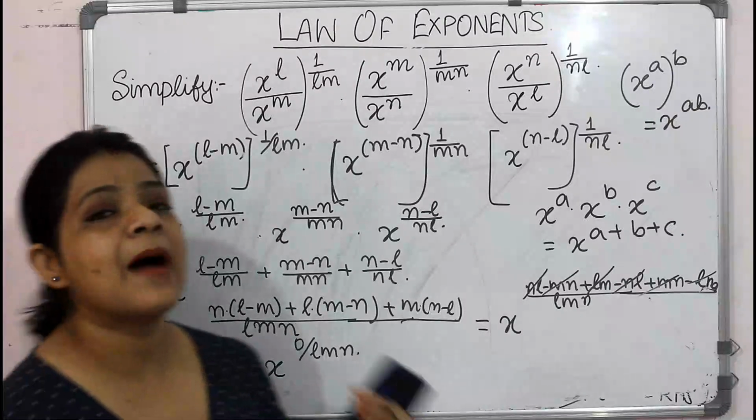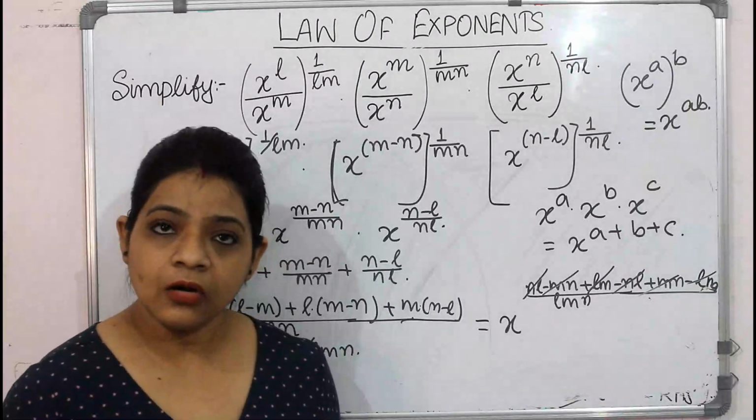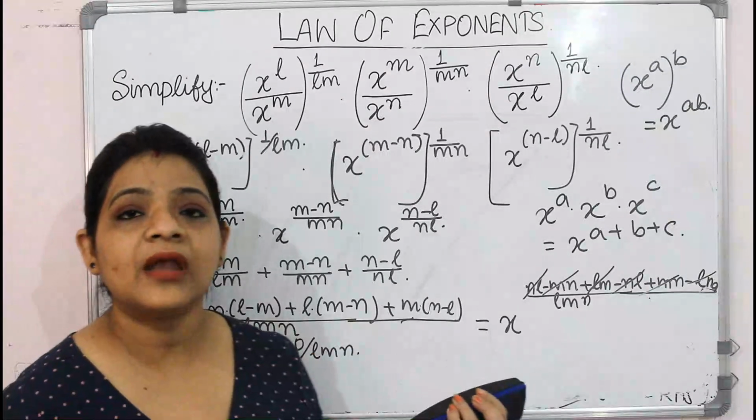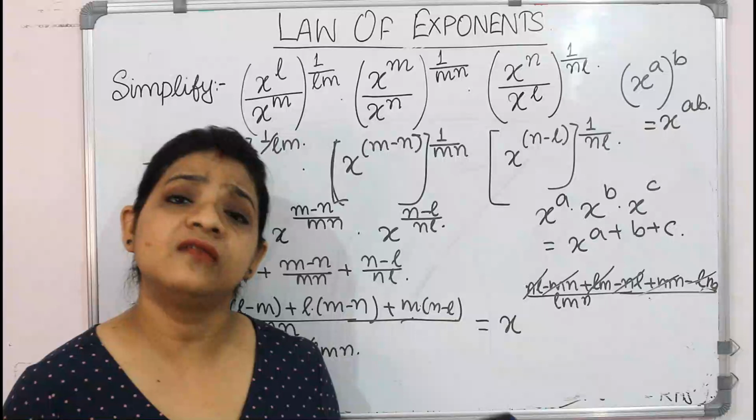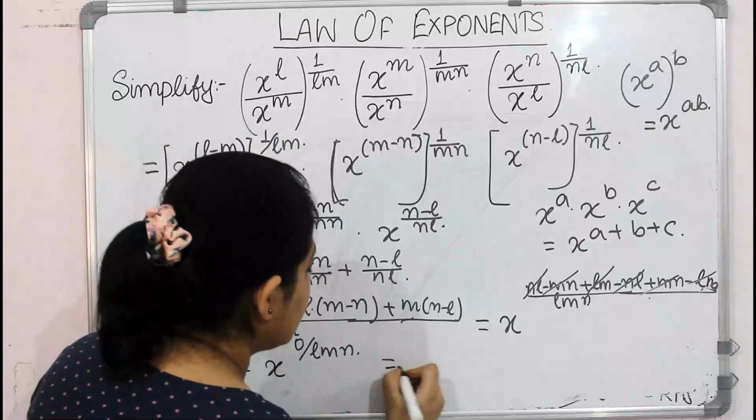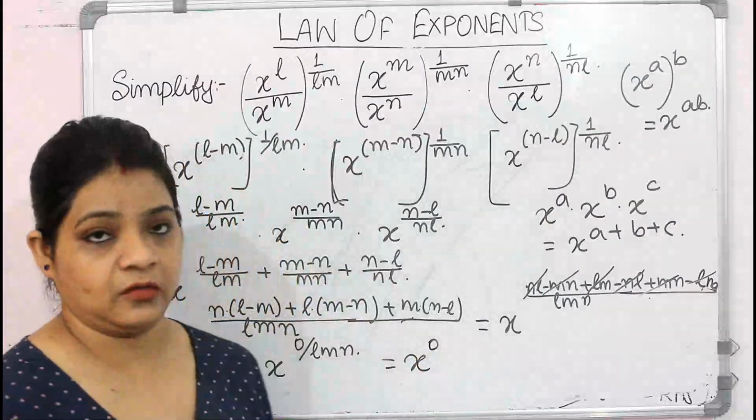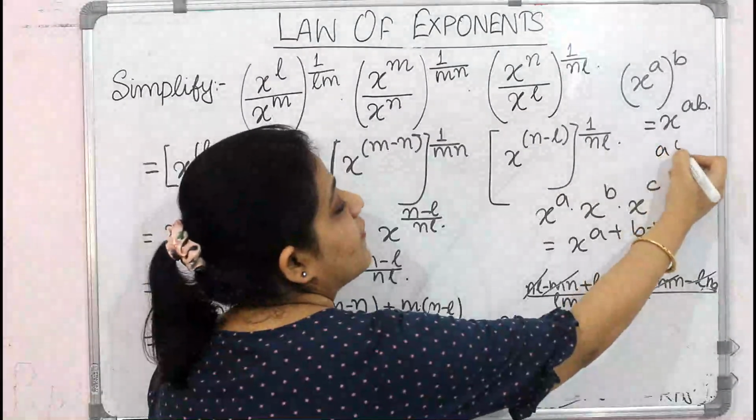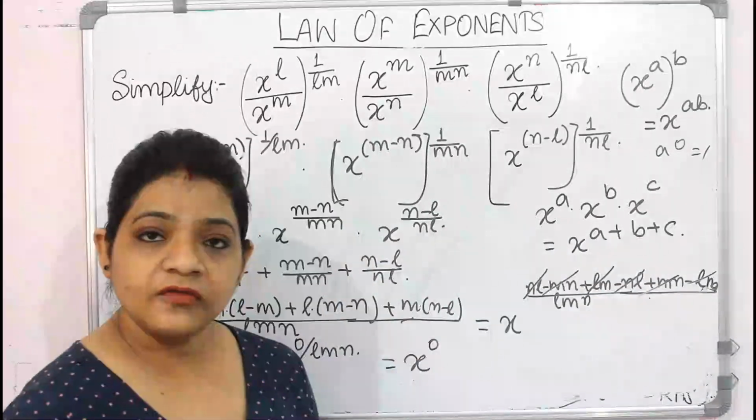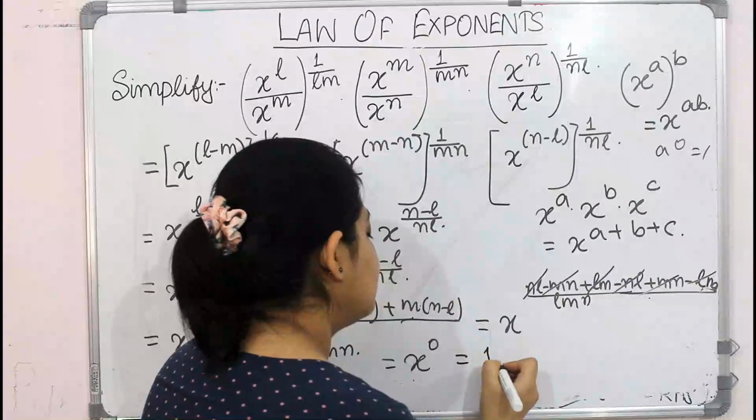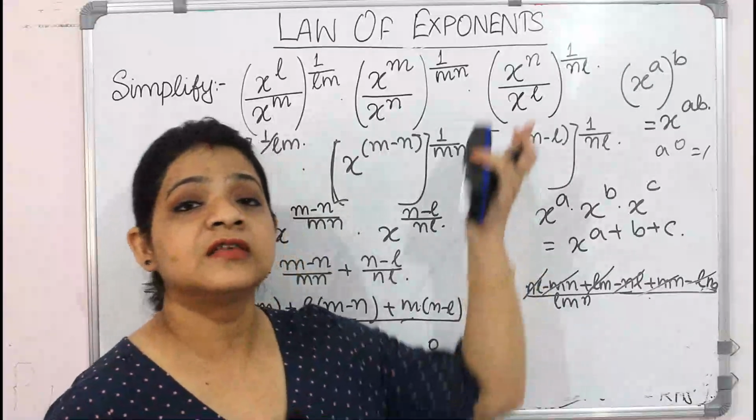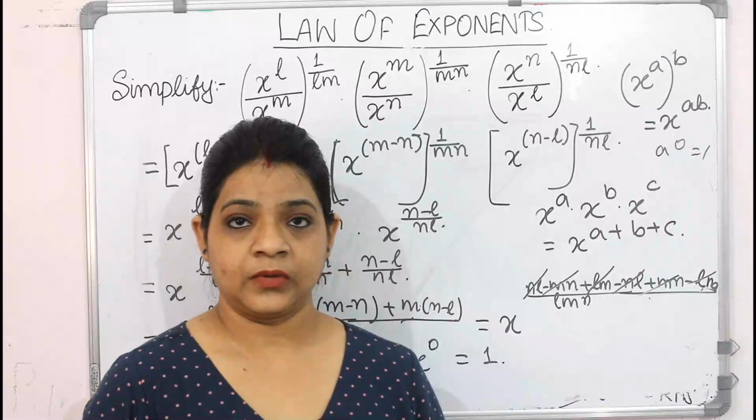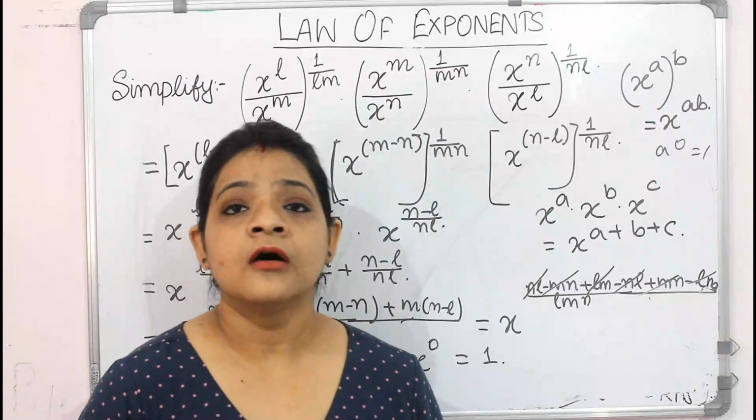So anything by 0 is what? 0, isn't it? So here x to the power of 0 by lmn is what? 0 by lmn is 0, isn't it? So we can straightaway write x to the power of 0. So anything to the power of 0, a to the power of 0, we can write it as 1. So x to the power of 0 also we can write it as 1. So thus we have simplified this particular complex expression. Okay, so let's move on to the fourth sum.